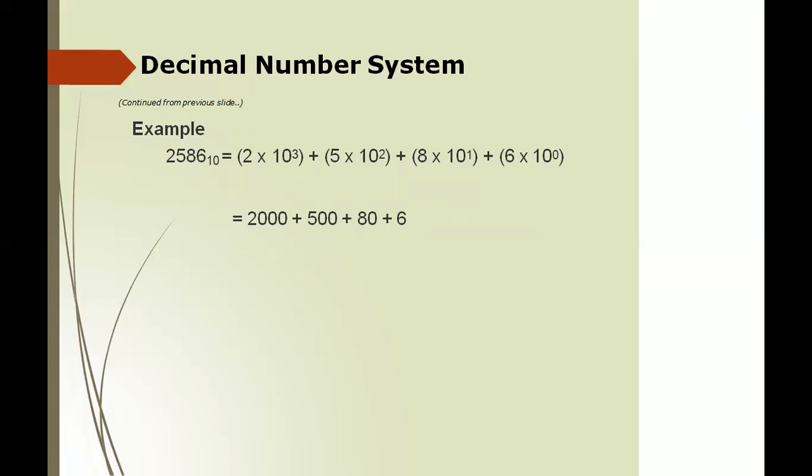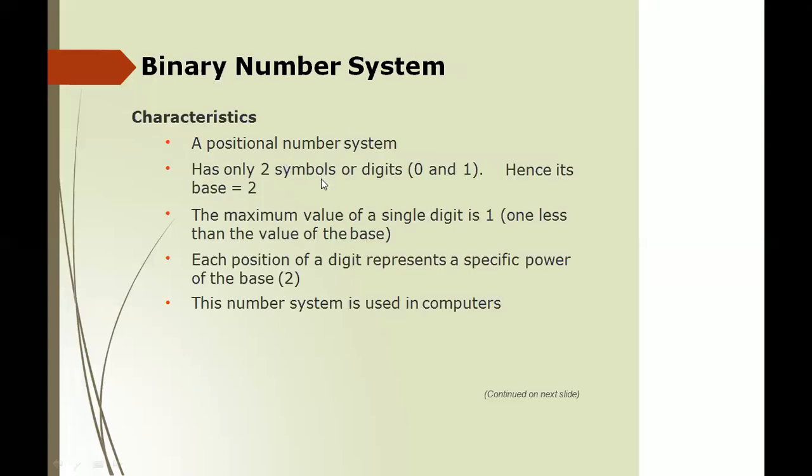5 is in the 100th position, and 2 is in the 1000 position, and we multiply with their positional value, and after we get all these numbers, by adding all these values we can get this value, and here the base is 10, that's why we use 10 here. And the binary number system is also a positional number system, and here we only use two symbols or digits, that is 0 and 1.